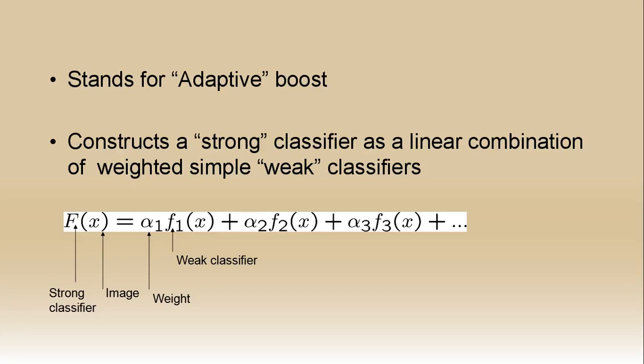Now, what does Ada in AdaBoost stand for? It stands for adaptive boost. Now, this particular algorithm constructs a strong classifier as a linear combination of weighted simple weak classifiers. So we can see here that F stands for the strong classifier, where X stands for an image, and this is the summation of the products of the weak classifiers with their respective weights.